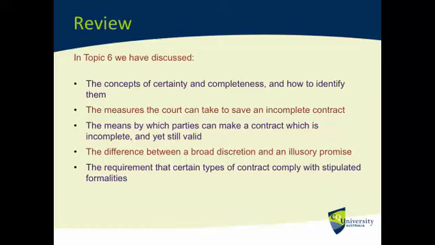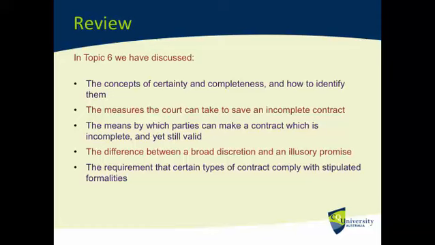We then looked at the idea of acceptance, that an offer, in order to become a contract, has to be accepted. That acceptance has to be unconditional. The parties must be ad idem, they must be of one mind. The acceptance must be in the form that is required under the contract, and you can't put in as that requirement acceptance by silence.